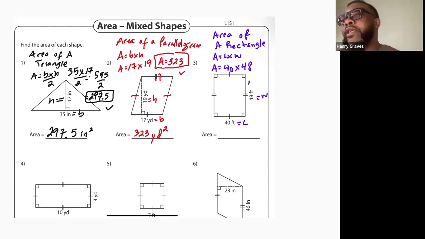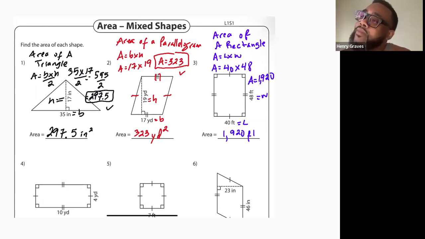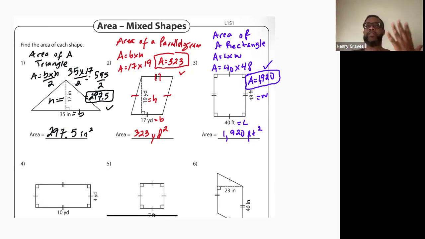Or 1,920. My units are feet to the second power, and I'm done. There we go. Easy stuff, huh? Easy stuff. Now, obviously, our number 4 is the same as number 3, because that's also a rectangle. All they did was turn it sideways, right?